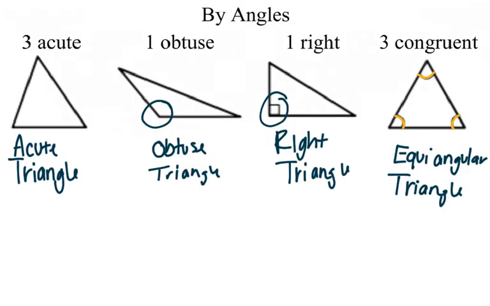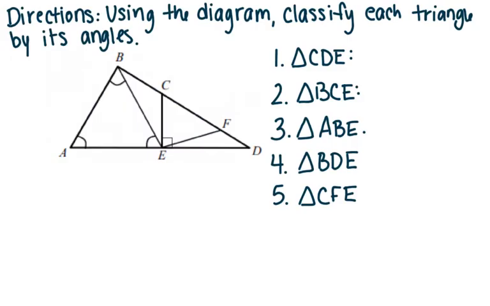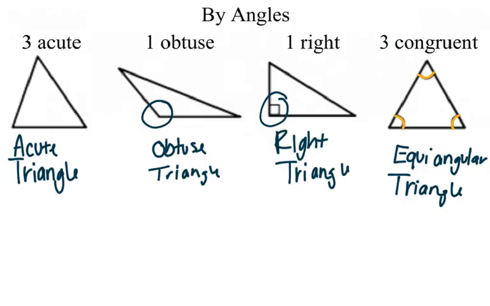Make sure I didn't skip a page. Okay, that's good. So directions. We're going to use the diagram and classify each triangle by its angles, which means we're just going to name it. So it's either going to be an acute triangle, an obtuse triangle, a right triangle, or an equiangular triangle.